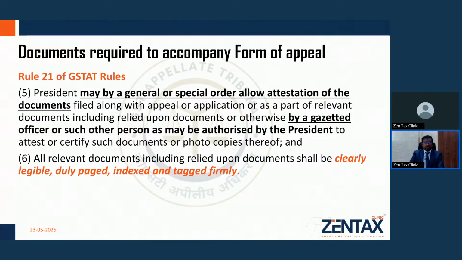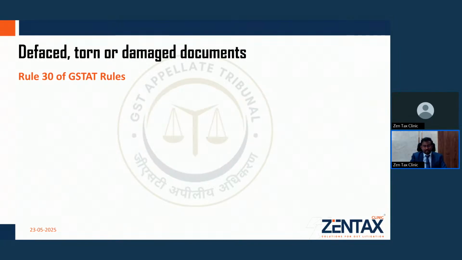So it is extremely important that all these documents are clearly legible, duly paged, indexed and tagged firmly. This is something we already saw in the procedure in rule number 19. Rule 21 sub rule 6 also very clearly says that it shall be clearly legible, paged, indexed and tagged firmly. What happens if some page is not really proper? If some paper is torn, or the document itself is damaged, then what happens?